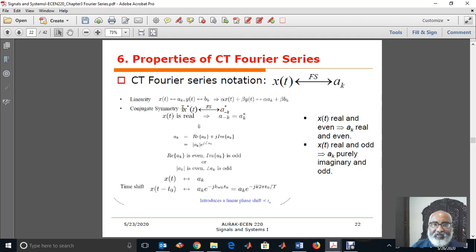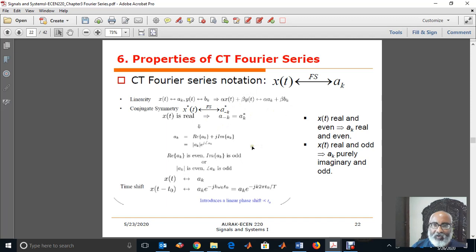Hello students, in today's class we will see briefly about properties of continuous time Fourier series. Basically, why we study the properties: in some cases they can be useful to simplify the analysis of more complex signals. That means if we know, for example, the Fourier series representation of some signals, we can use them to find the Fourier series representation of more complex signals, some other signals.